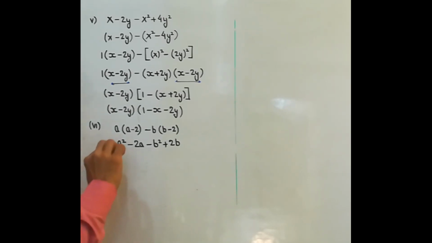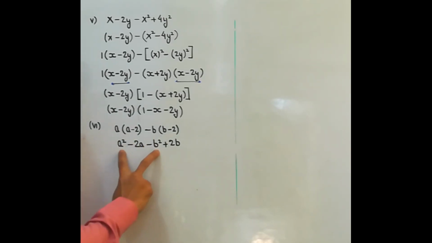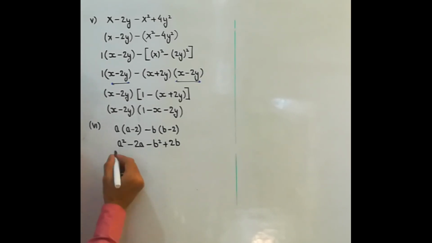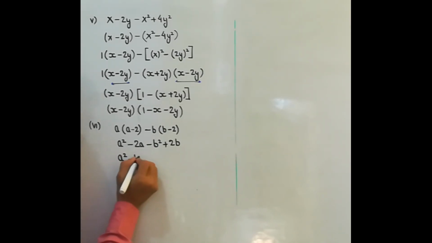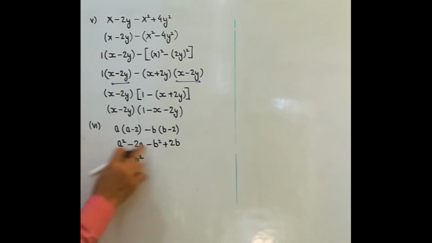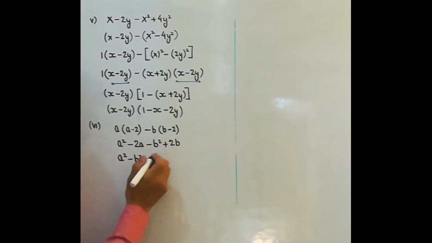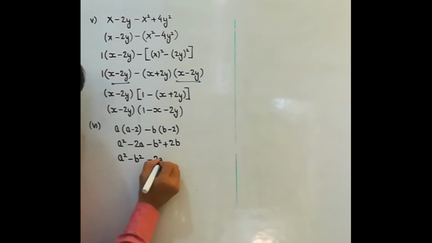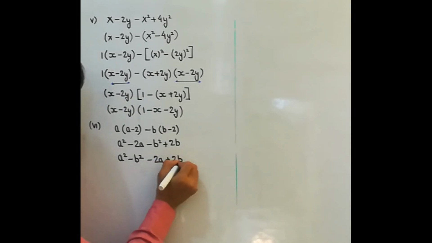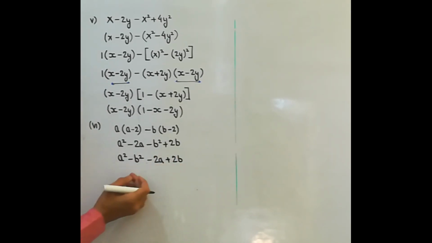Now how we will change the grouping? If we take these two terms together, they are in the square form with minus sign in between them, so they can be written as difference of two squares. See, a square minus b square. Hope this part is clear to you. And then you are left with minus 2a plus 2b. Now this is our new grouping.